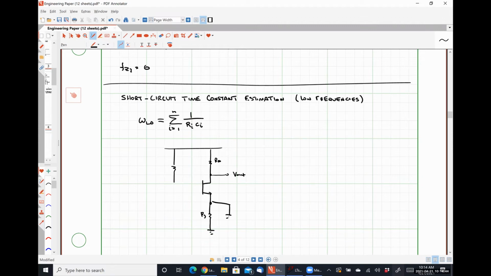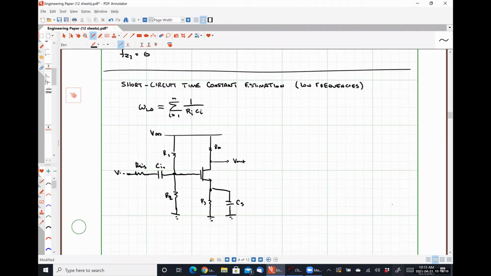RS, CS, sorry, R1 should be up here, R2 should be here. Cin, R sig, Vn, VDD. Okay, I believe I accurately redrew everything.